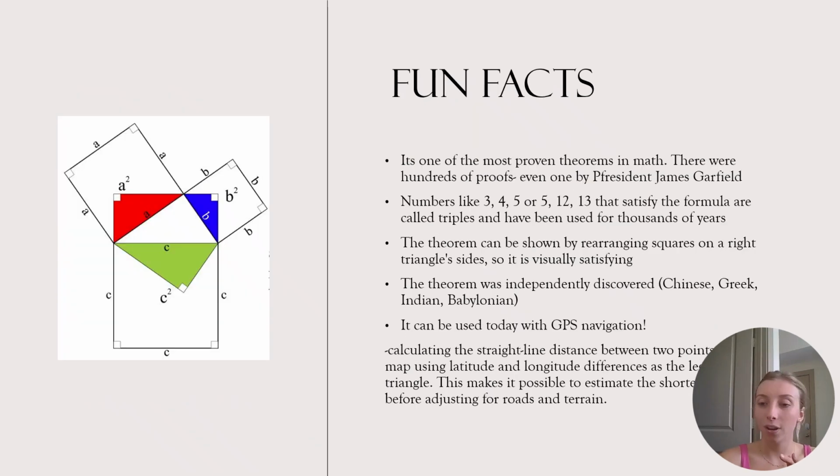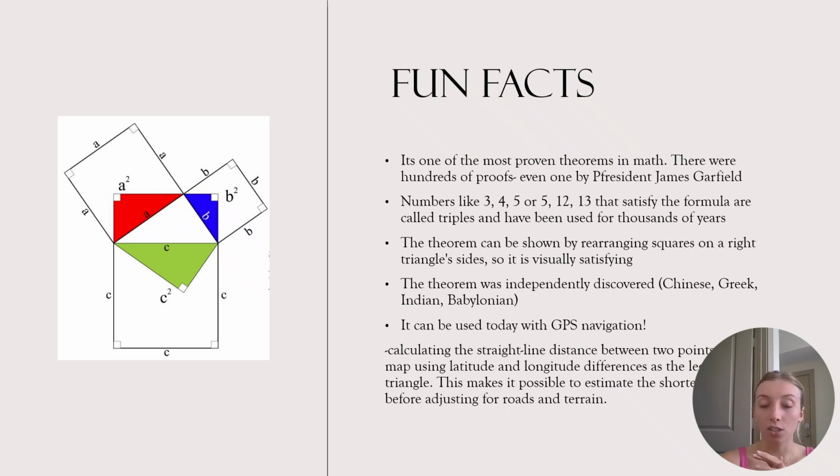Okay, so I wanted to add a little bit of fun, so I'm going to have some facts for you guys. Like I said, it's one of the most proven theorems in math. Hundreds of proofs, even ones by our president, James Garfield. The Pythagorean triples are numbers like 3, 4, 5, 5, 12, 13. There's an entire list of them. This just helps us easily identify, and these have been used for thousands of years.